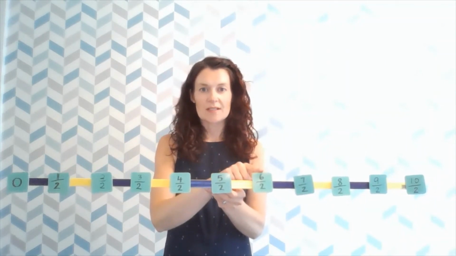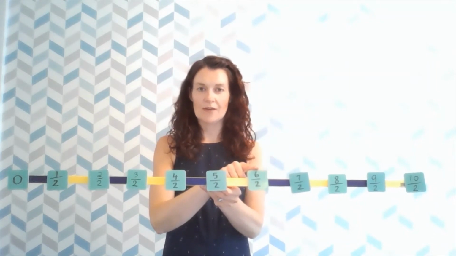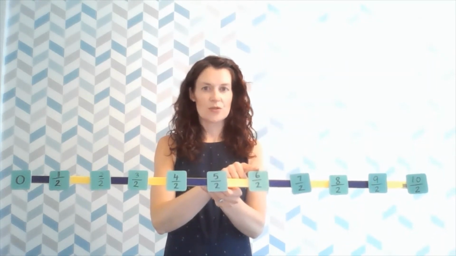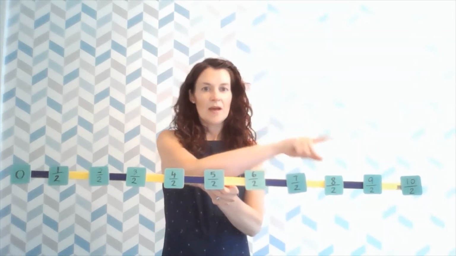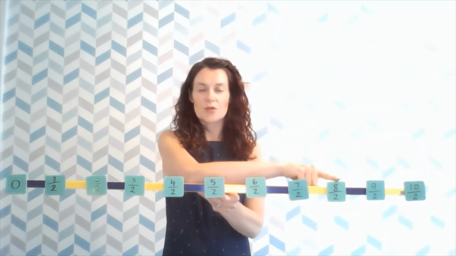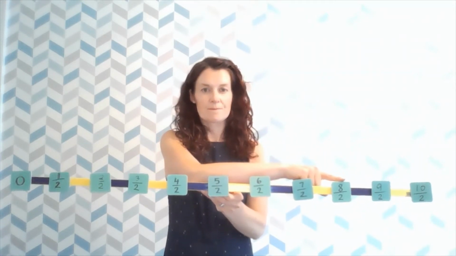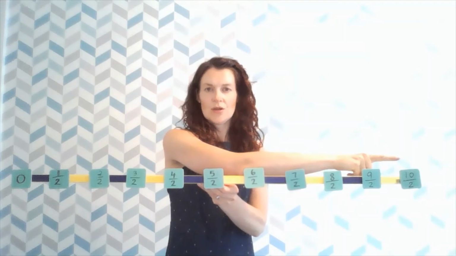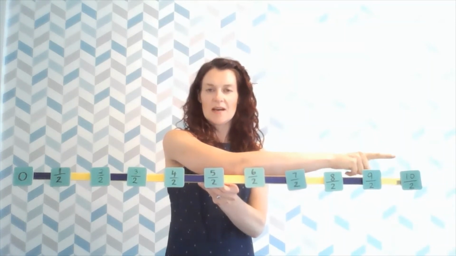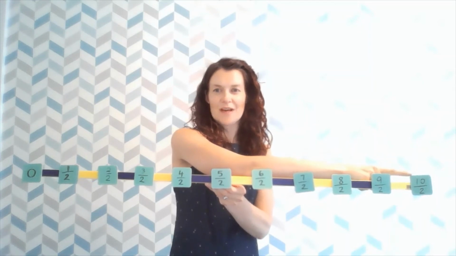What about 6 halves? If you put 6 halves of chocolate bars together, how many whole chocolate bars would you have? You would have 3. If you had 8 halves of chocolate bars all put together, how many whole chocolate bars would you have? That's right, you would have 4. And 10 halves, what's that equivalent to? 10 halves. If you had 10 halves all put together, how many wholes would you have? You would have 5. Good.